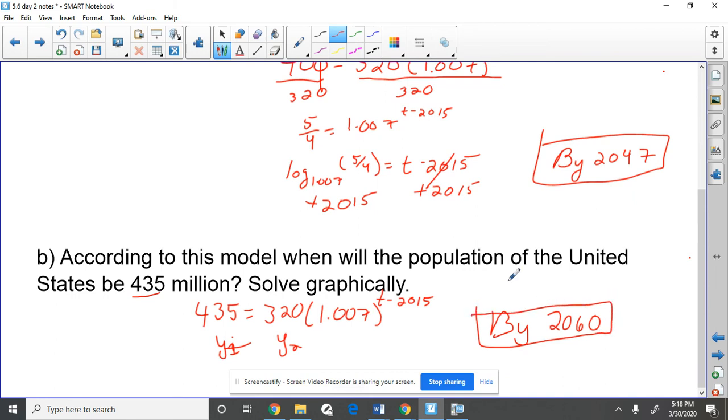These are the ways that you should be solving equations in the problems that are assigned for today.